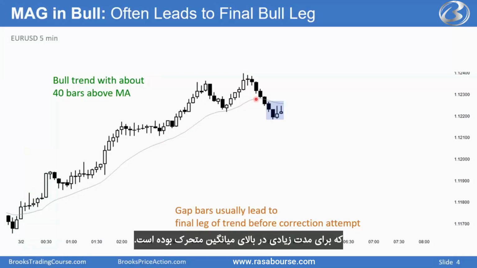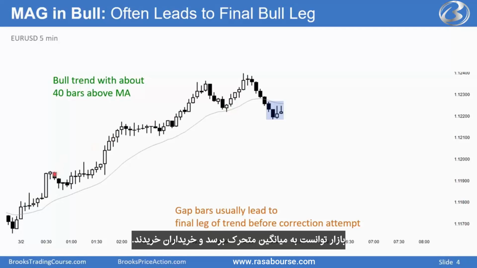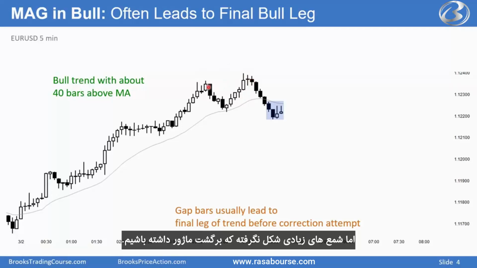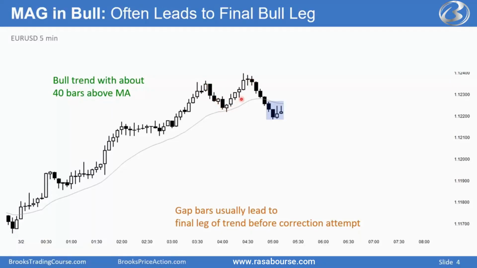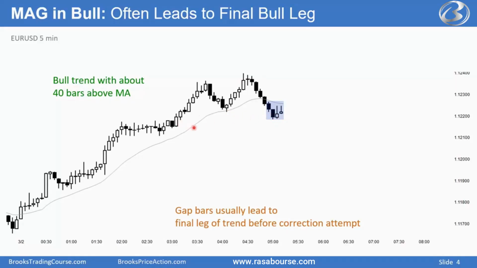Strong bull trend above the moving average for a lot of bars. When it finally hit the moving average after 20 or more bars, bulls bought it. We have a higher high here, not enough bars for a major reversal, only 4 or 5 bars down, 5 bars up, probably a minor reversal, which means the sell-off is probably going to be either a bull flag, like a double bottom bull flag, or a trading range.